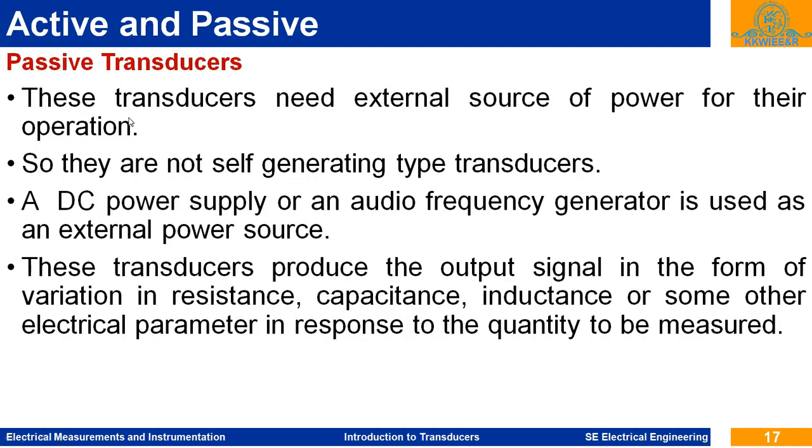Passive transducer. These transducers need an external source of power for their operation. So they are not self-generating type transducers. Generally, a DC power supply or an audio frequency generator is used as an external power source. This transducer produces the output signal in the form of a variation in the resistance, capacitance, inductance, or some other electrical parameter in response to the quantity to be measured.